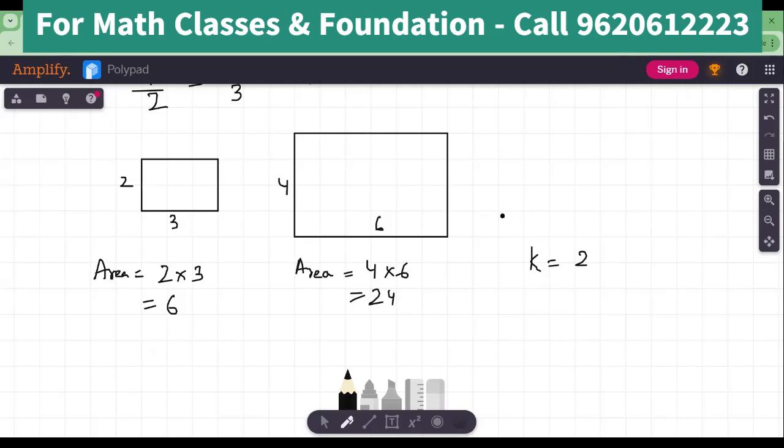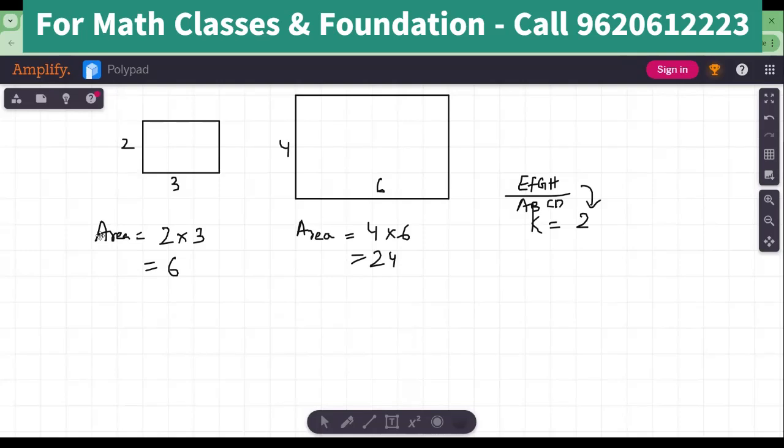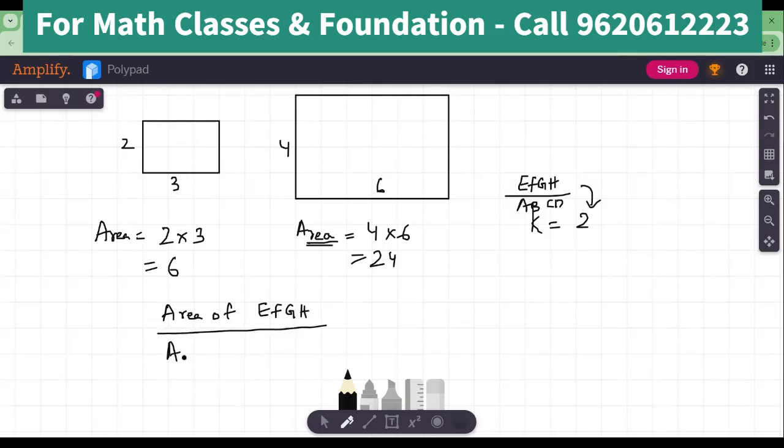Now, assuming that it's a bigger rectangle, EFGH divided by ABCD, in that case the proportionality constant is 2. Now, you see a beautiful relationship here. There is the area of the smaller rectangle and the area of the bigger rectangle. Let's divide them. So area of the bigger one, that is EFGH, divided by area of ABCD, the smaller rectangle.